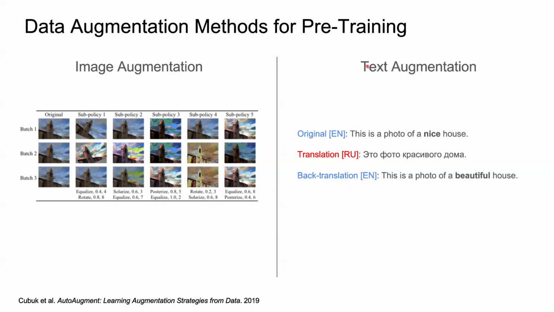And for text, they use this concept called back translation. So for instance, the original text reads, "This is a photo of a nice house." They translate that to Russian. In other cases, they translate that to German, and I can't pronounce this, but they back translate this back to English, and this is a photo of a beautiful house. So you can see that these two are synonyms, and so we get a more diverse range of image text pairs.